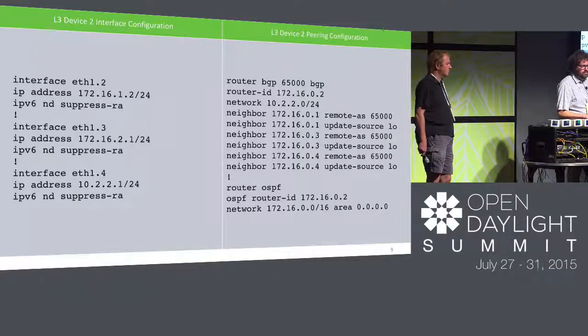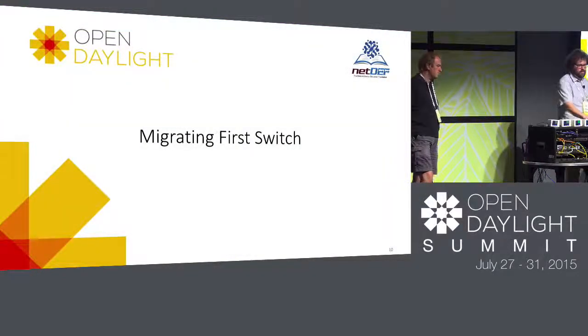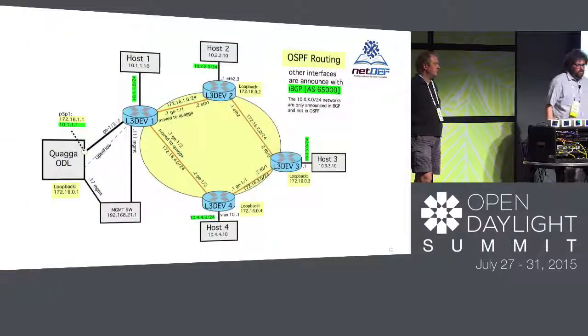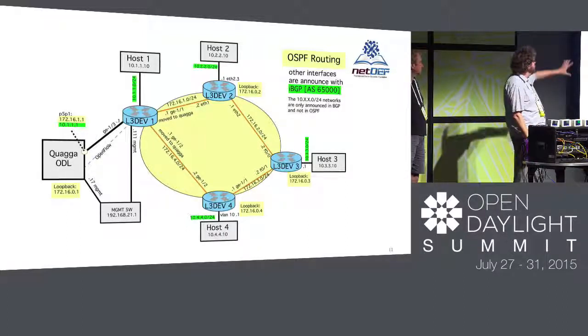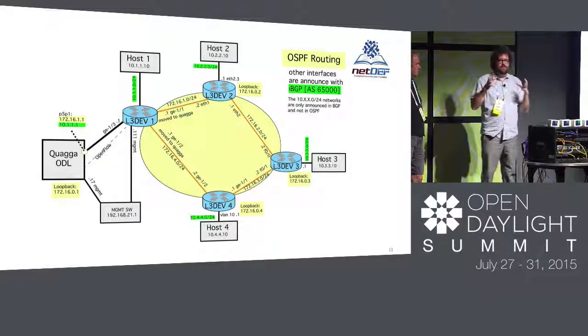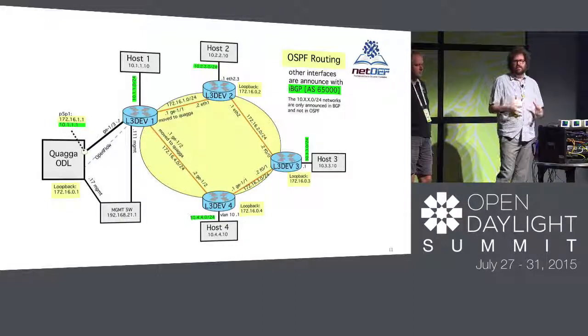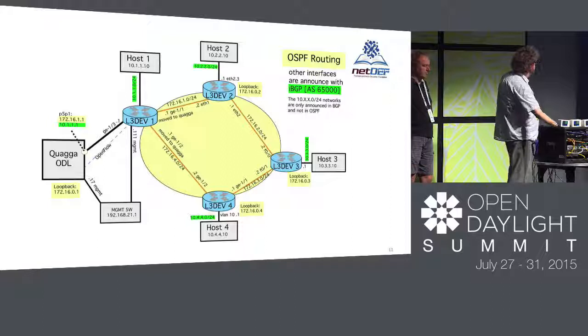So if that all makes sense, then I'm going to talk a little bit about what we're going to do first. So here is a picture of what the setup will look like in a minute. What we're going to go ahead and do is we're going to go on to the L3 device number 1, and we're going to change the configuration, and we're going to take it from being routed interfaces and change it over to being OVS-controlled, OpenFlow-enabled interfaces, and connect it up to the controller here.